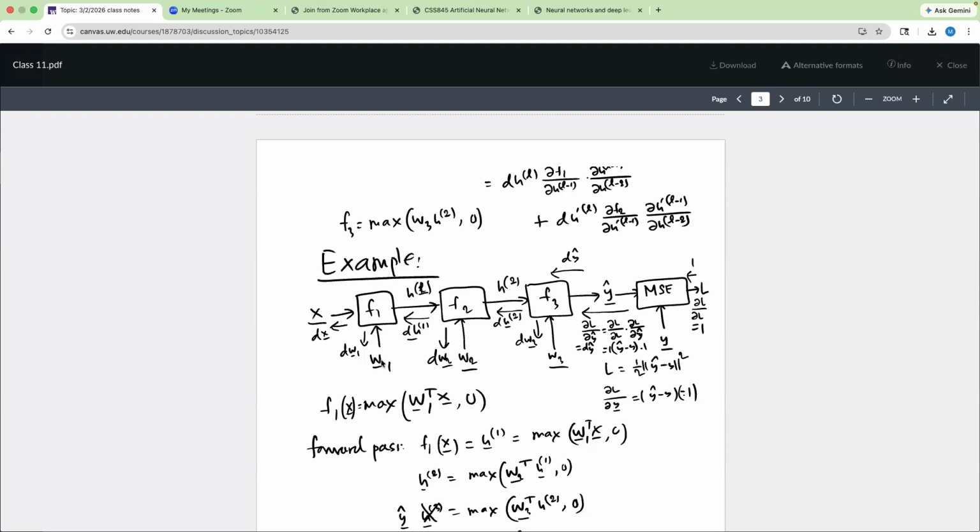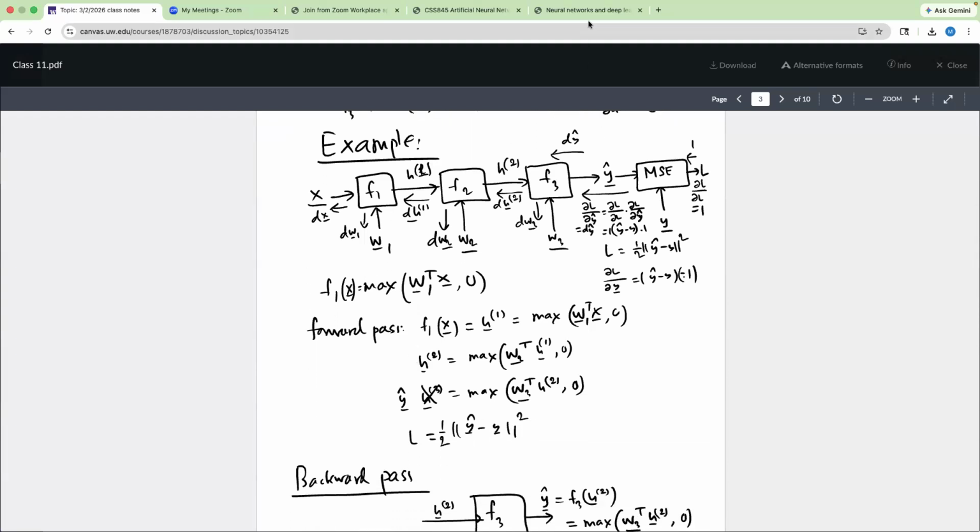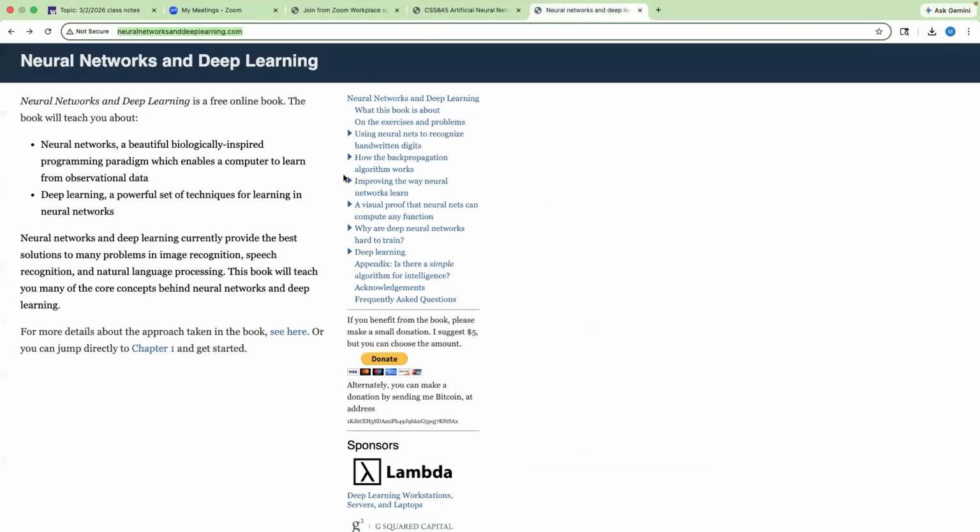I'm saying w1 is also a vector and x is a vector, so I'm doing a dot product, so I'm getting a scalar, not a vector. So my mistake is I said w1 is a vector, but actually it should be a matrix. And if it's a matrix, then w1 times x would give you a vector h. So that was the bug that I had here.